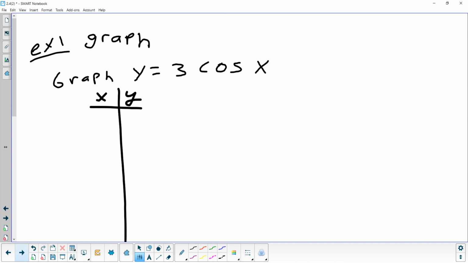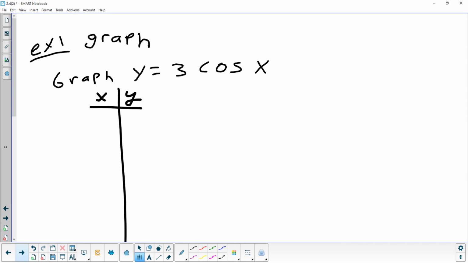So Ben, when I multiply in front, what values are not affected? Y. Or no, X. Which one? X. The X's remain the same.